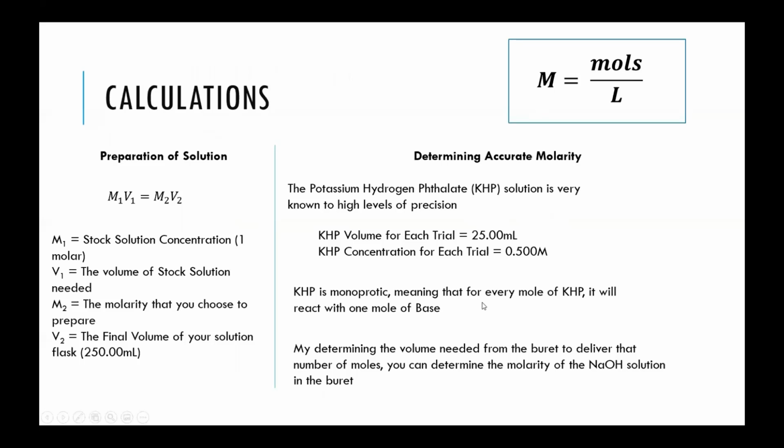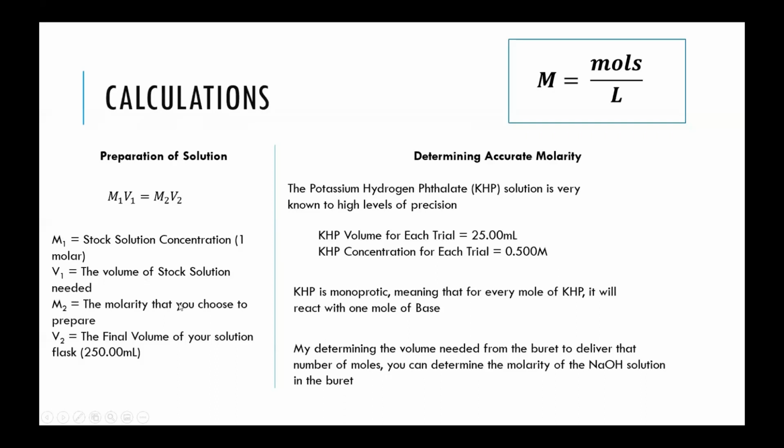Overall, in the report, the calculations are fairly straightforward. In the first part of the experiment, you're preparing a solution from an approximate volume. And to obtain the volumes needed in the simulation, you're using the dilution calculation, M1V1. So you have the stock solution of 1 molar, and you're trying to figure out the volume of that you need. And that's M1 and V1.